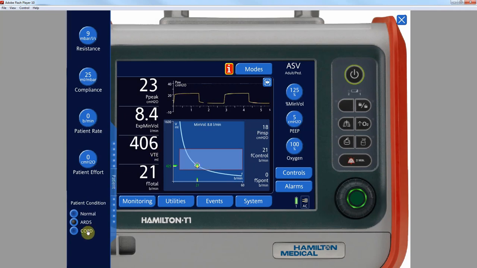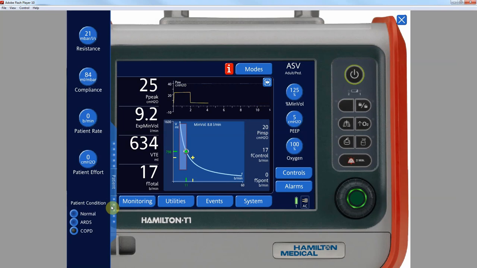Now, what if they have COPD? If they have COPD, it should be the opposite. It should allow larger tidal volumes and a lower rate. So we'll give it a few seconds to adjust and see what it does. See, right now it's already starting to lower that respiratory rate and give a larger tidal volume. It's still having the same minute volume that the patient should have based on a 125% minute volume, but it's just doing it by giving a larger tidal volume and a lower frequency.